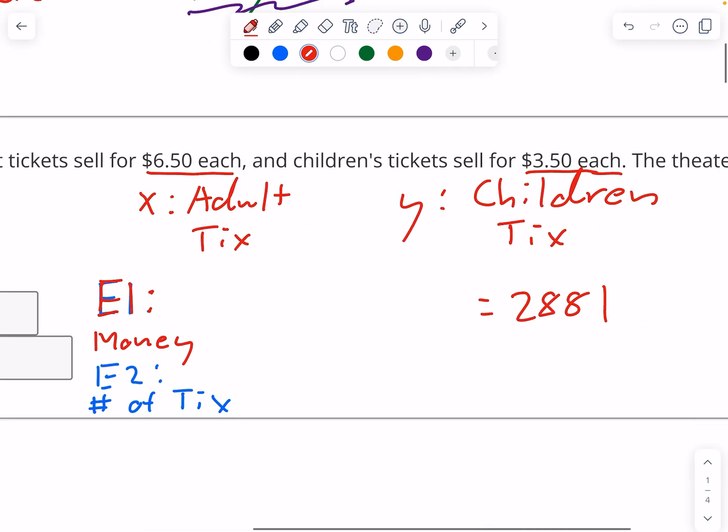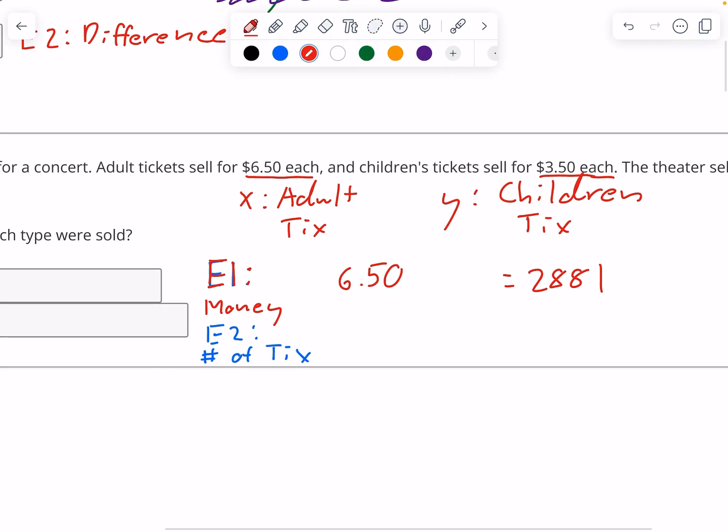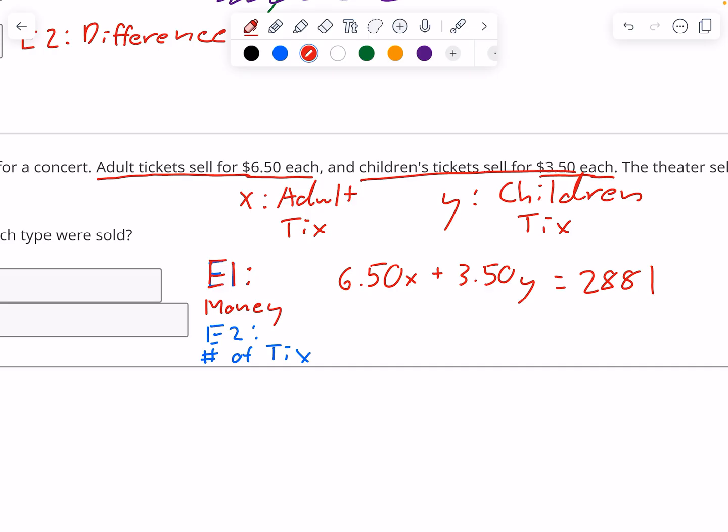I see 650, and then I got to lock in for a second. Does that have to do with the adults or the children? Okay, this says that adult tickets sell for 650, so I'm going to say 650x. And very similarly, we see that 350, and that's going to be 350y. Why? Because that is children's tickets.